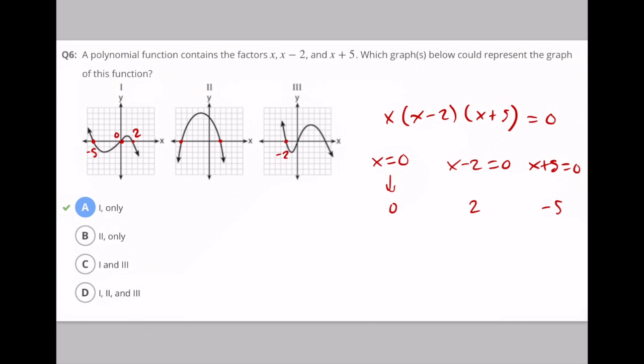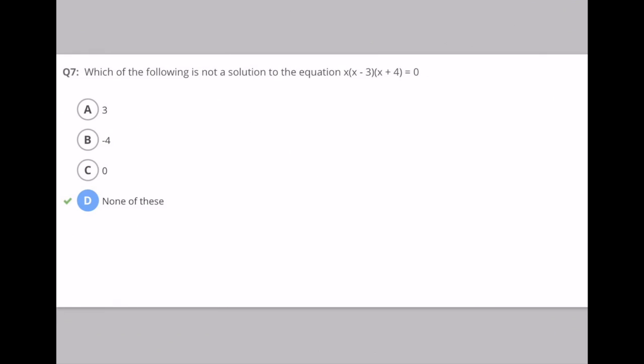And this one has a root of negative 2, and we were looking for positive 2. So it has to be this first one.